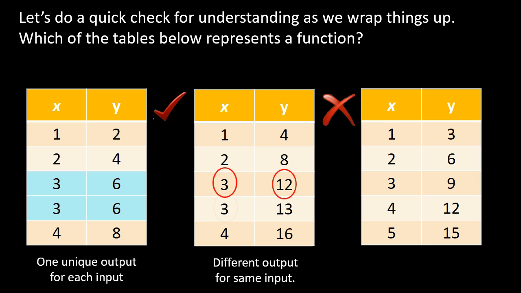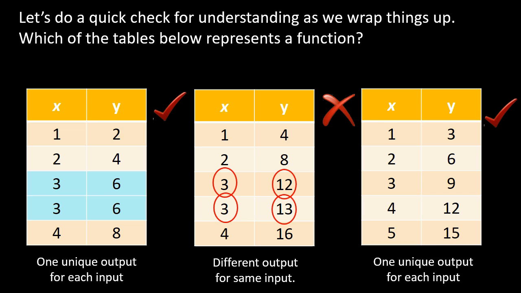Table 2 does not represent, or could not be identified as being synonymous with, a function. It does have two 3s again in the input, but this time the outputs are different. The first 3 has a 12 for its output, and the second 3 has a 13. We could not write a function rule to represent this data.